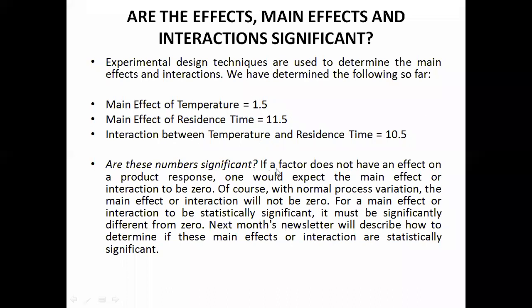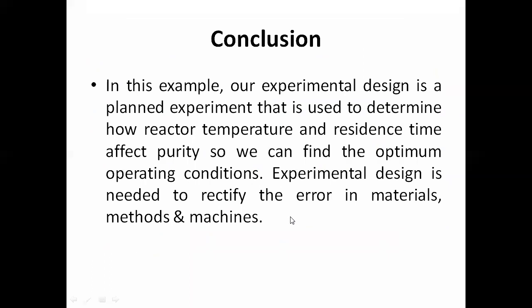Are they significant? If a factor doesn't have an effect on the product response, one would expect the main effect or interaction to be zero. Of course, with normal process variation, the main effect or the interaction will not be exactly zero. For a main effect or interaction to be statistically significant, it must be significantly different from zero. So this is how we can conclude.